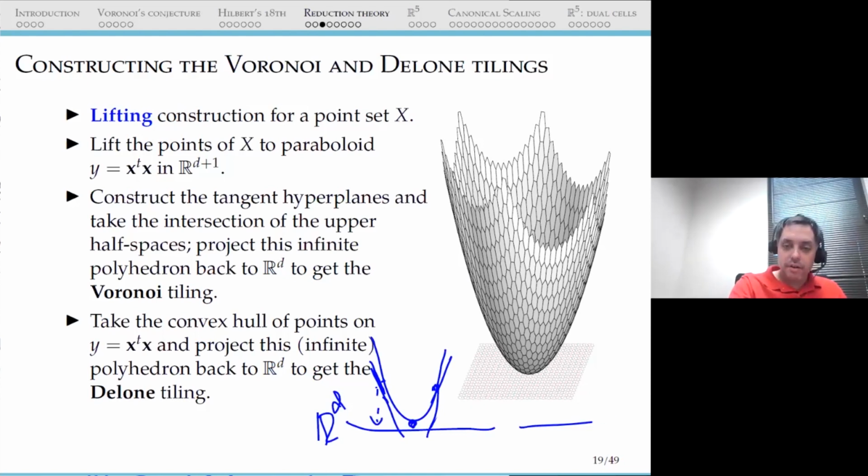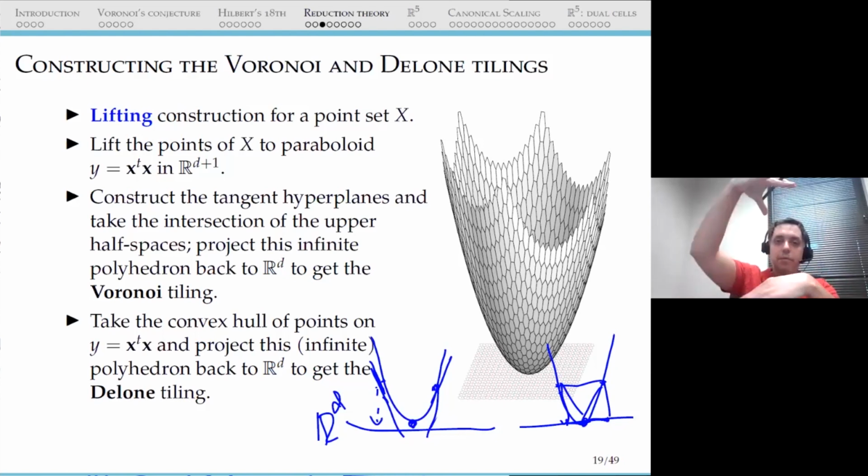Now, if instead of taking the tangent planes, we just take the convex hull and project it, then again we get the Delaunay tiling. With finite sets, we have two layers, the upper part and the lower part. So we need to project the lower part only.